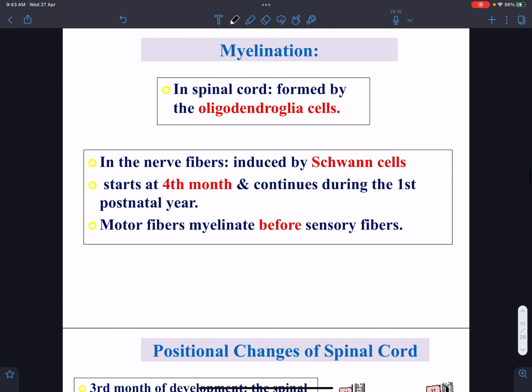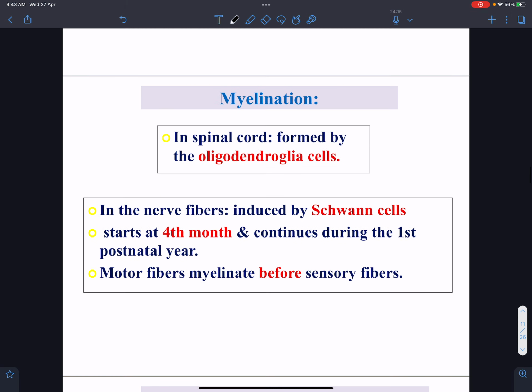Next thing is myelination. When does it occur first? During which months of pregnancy? During the 4th month of pregnancy. And here what it's trying to tell you is that the nerve fibers in the spinal cord are going to be myelinated by oligodendroglial cells. So what about the nerve fibers outside the spinal cord? Outside the spinal cord, what are they going to be myelinated by? Schwann cells. Easy.